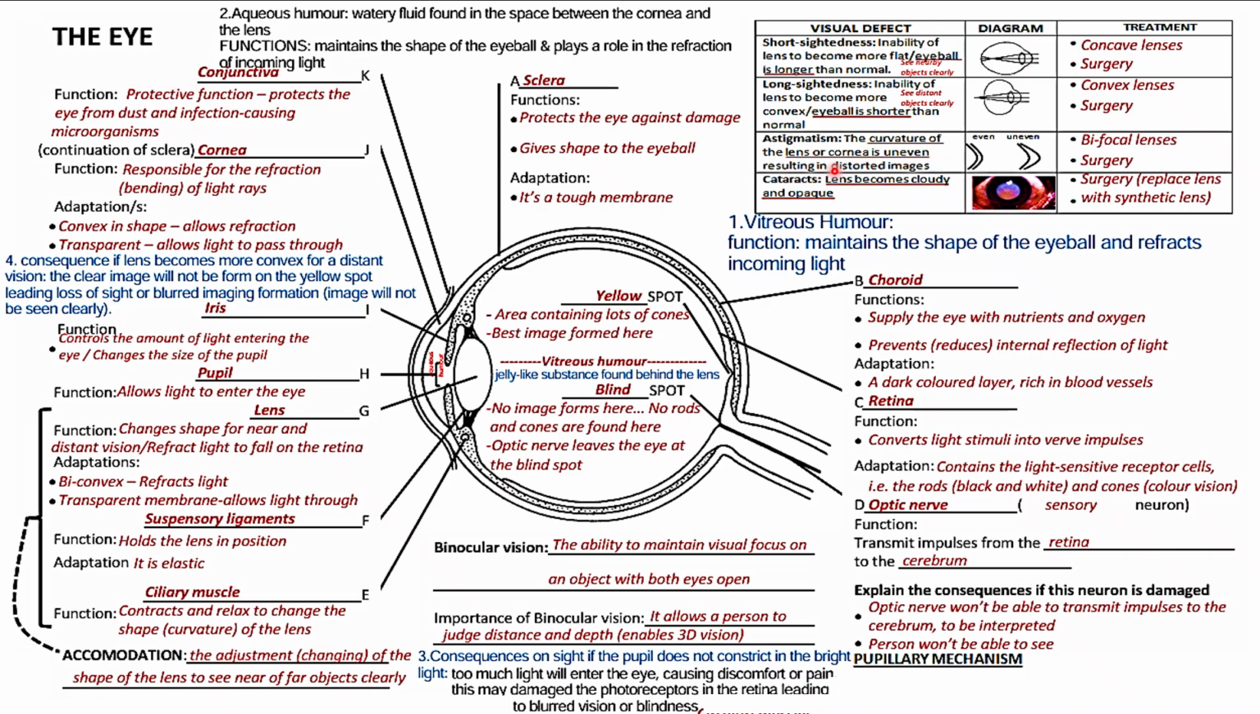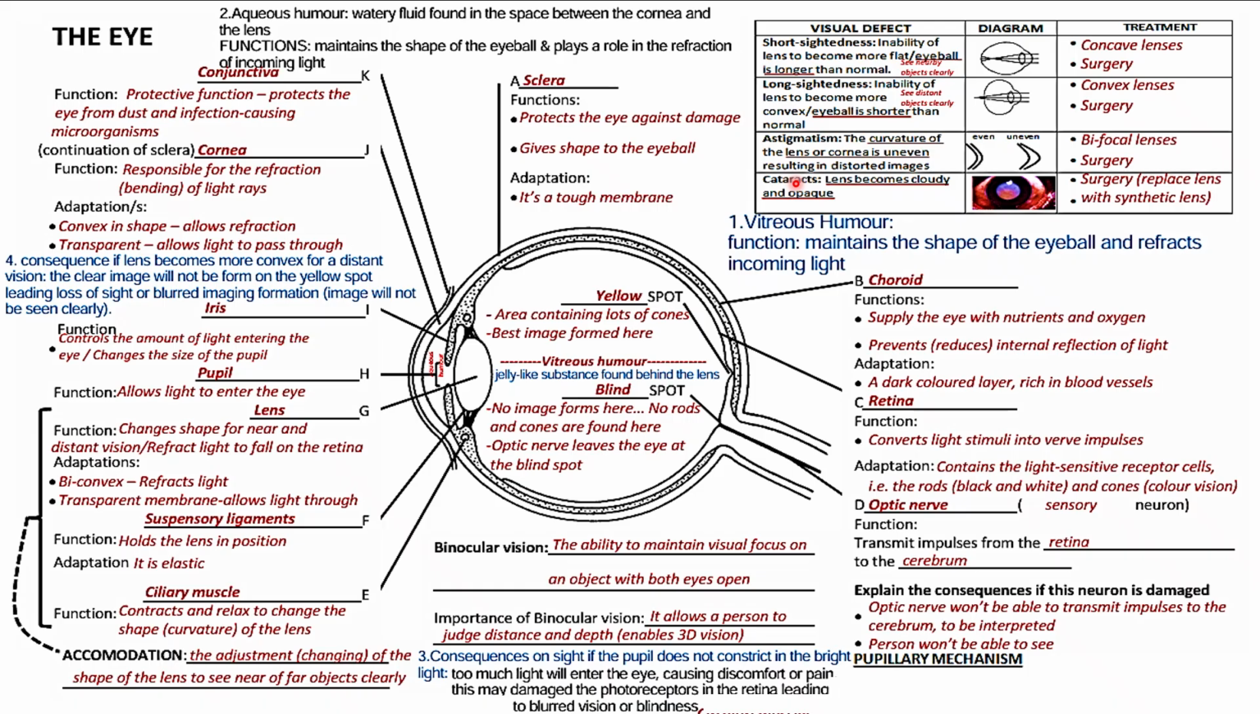It is when the curvature of the lens or the cornea becomes uneven, unequal. The surface becomes rough or undulated, and this will result in distorted images. And this is how it usually looks. And how is such a condition treated? It is treated using what are called bifocal lenses or surgery.